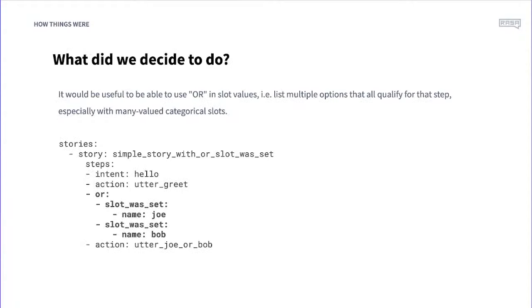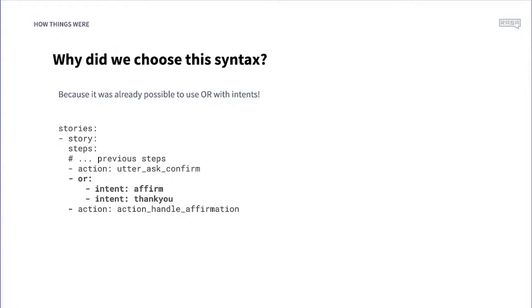We decided that it would be useful to be able to use OR in slot values, which basically means list multiple options that all qualify for this step. As you can see in this example, we used OR to specify that the value can be either Joe or Bob. But why did we choose this syntax? Because it was actually already possible to use it with intents, so we've basically just made it possible for slot was set to also be used with OR.